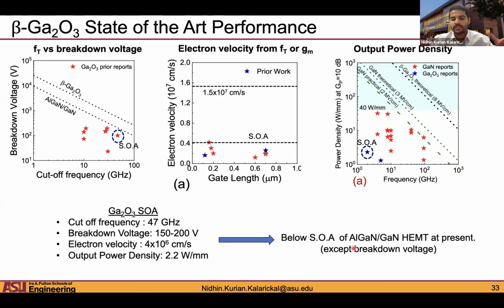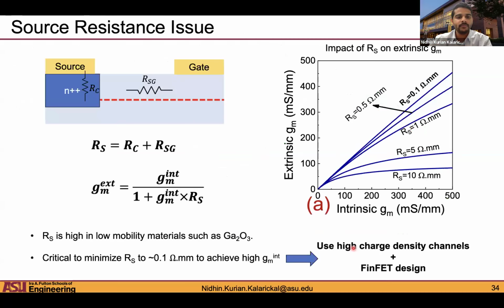Except, of course, the breakdown voltage is looking very promising. But all other characteristics need to be improved. So a lot of engineering needs to happen. Okay. And here I want to particularly focus my attention on a key challenge, which is the issue with the source resistance. So what is source resistance?